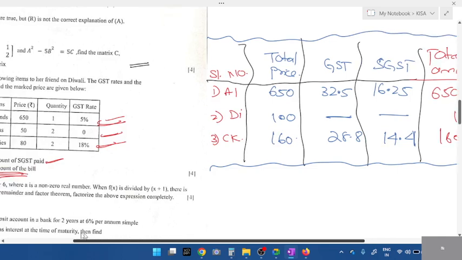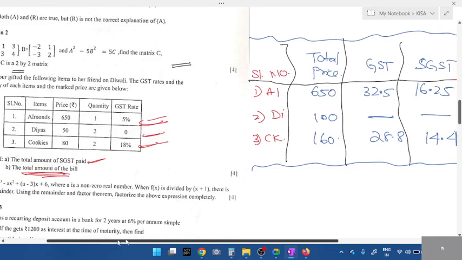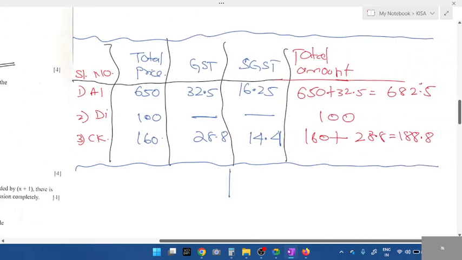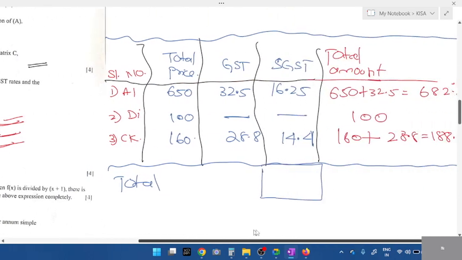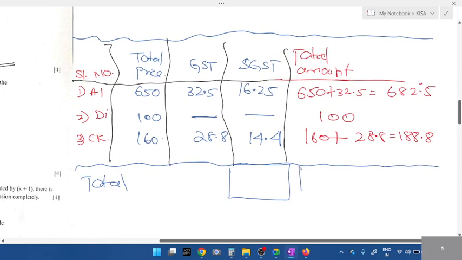Now, what are the two things required? Total SGST. See, you can calculate here. What is the total SGST? Calculate here. Total SGST. And what else have they asked? Total amount of the bill. Which column do I have to add for total amount, students? Which column do I have to add? Last column.